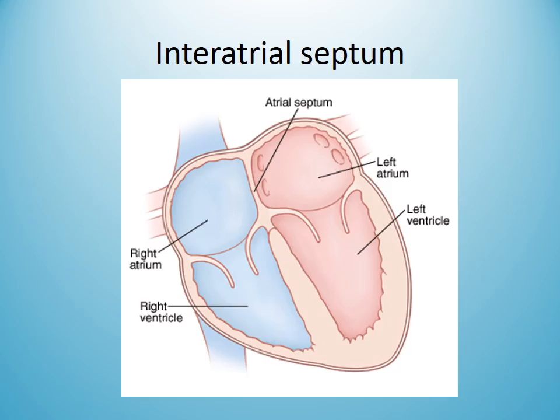This right here is showing you the interatrial septum. This is what's separating the left atrium from the right atrium, this section right here called the atrial septum. And then we can also see in this picture the one-way valves. The blood can only go this way, and that's it, no other way, thanks to these one-way valves.